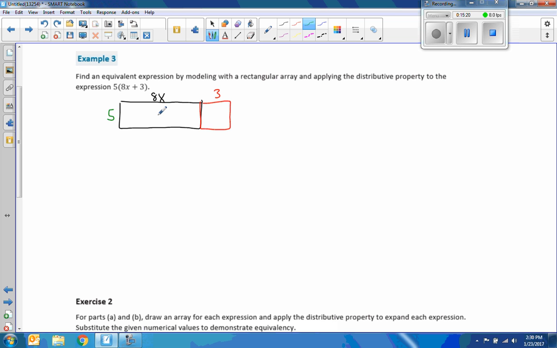So in order to find the area of this, it's 5 times 8x, or 40x. And 5 times 3 is 15. They are not like terms. So 5 times the quantity 8x plus 3, I can't add 8x and 3. They're different. This has a variable and a coefficient. This is a constant. They're non-like terms. I cannot combine them. So I just simply distribute. We get 40x plus 5 times 3, which is 15.